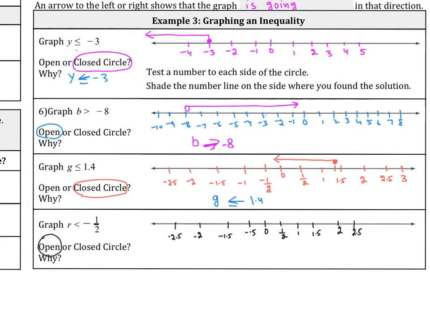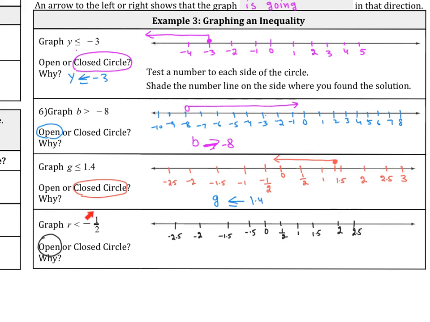For the next question, graph r less than -1/2. Since it doesn't have an equal sign underneath, we're going to use an open circle. The number line, I forgot to discuss on the number line this one as well. So the number line I chose is 0 and then half, then 1, 1.5. Half means 0.5. So 0, 0.5, 1, 1.5, 2, and 2.5.